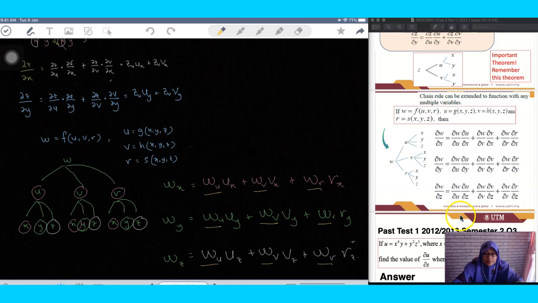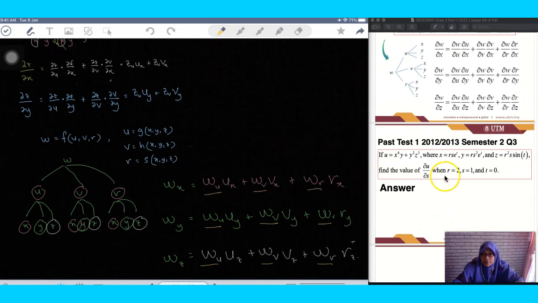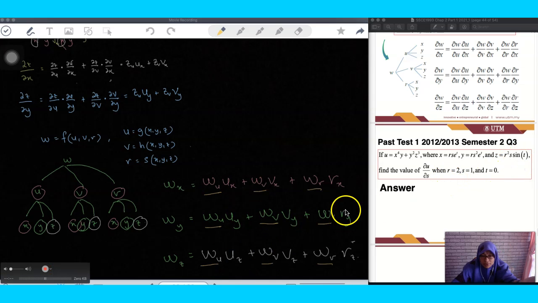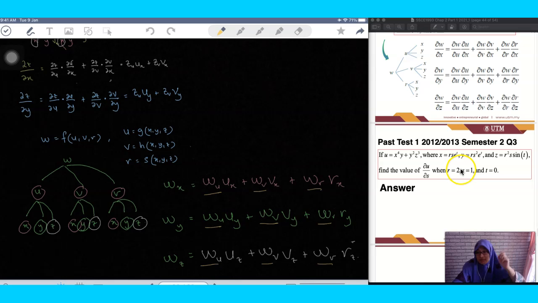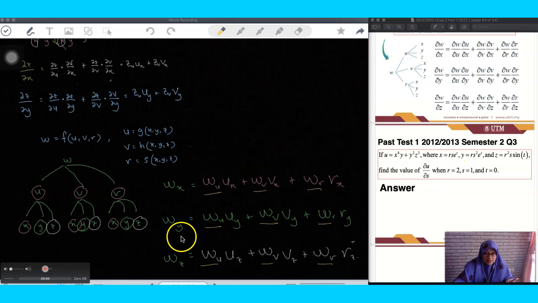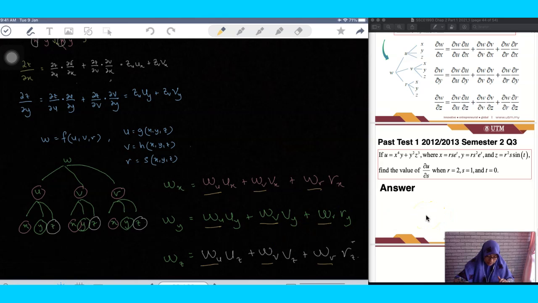Okay, so now look at this one. If W is in terms of X, Y, Z, so we have 3 variables, and X, Y, Z are each in terms of 3 variables as well, which are R, S, and T. They all contain R, S, T. So how can you do that? It looks like we can use this, but they use different variables and parameters. But if you understand this, as I mentioned, don't memorize it, then I'm sure you can do it.